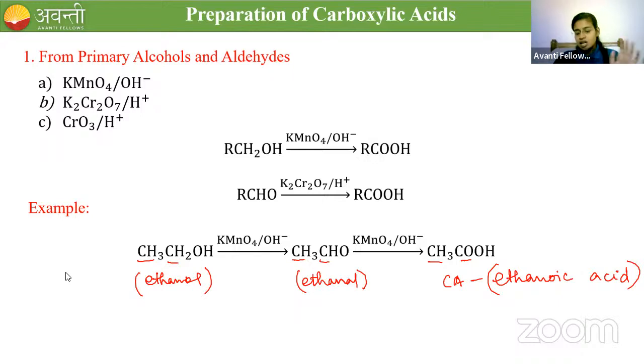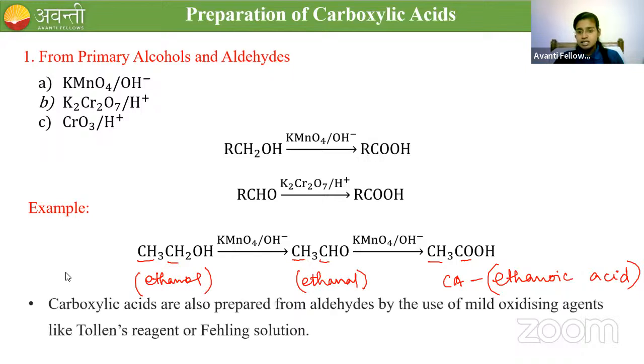Carboxylic acids are also prepared from aldehydes using mild oxidizing agents like Tollens reagent or Fehling's solution. We have already discussed these two tests in the previous class. So what are the other three reagents? These are strong oxidizing agents.